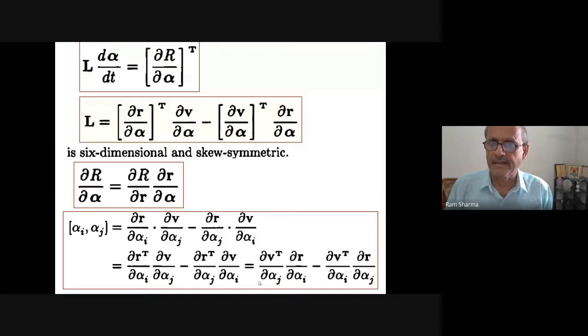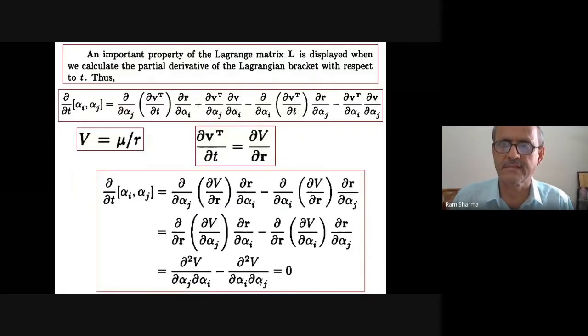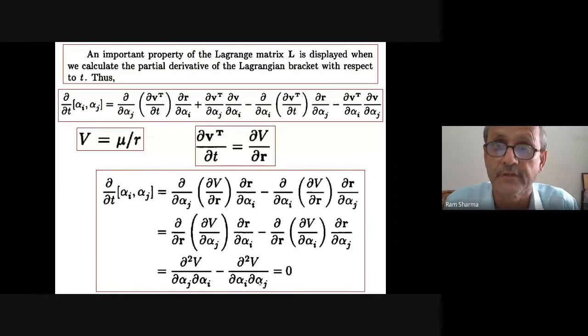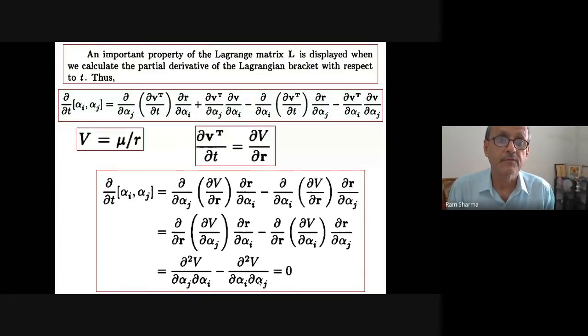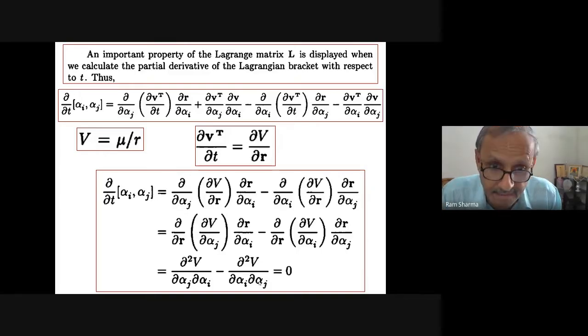An important property of the Lagrange matrix L is displayed when we calculate the partial derivative of the Lagrange bracket with respect to t. When we calculate del by del t of alpha i, alpha j, we can calculate in this fashion. And if v is mu by r, and del v by del r, we can calculate in this fashion. And you see that now downwards. So del by del t, del alpha i, del alpha j.